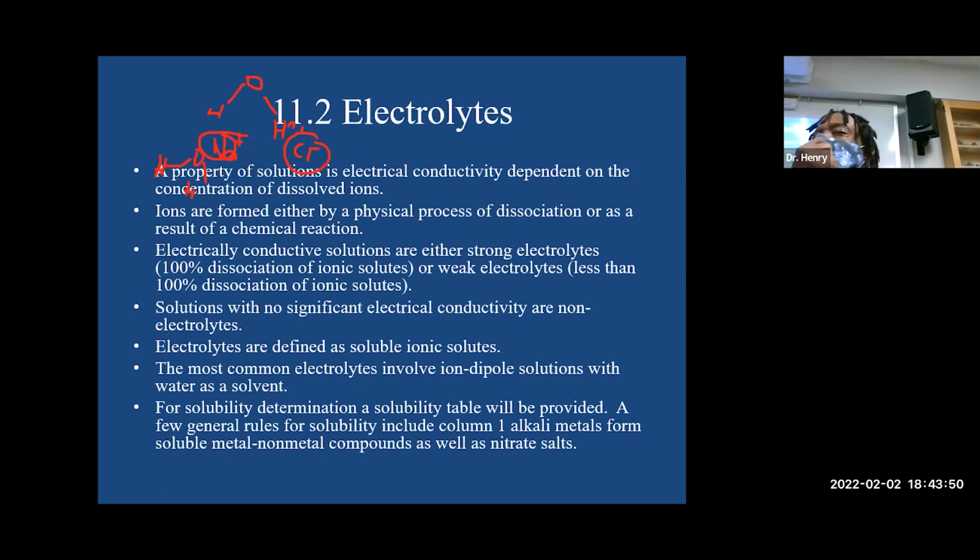Well, in the case of water, water has a partial positive and partial negative. They form a dipole, but there's not enough transfer of electric current to allow it to conduct electricity, okay? And that's going to be really important. Solutions with no significant conductivity are non-electrolytes, okay?